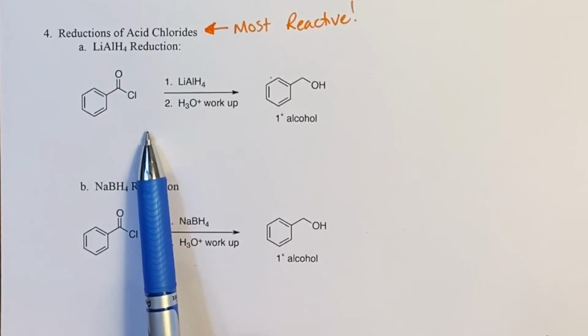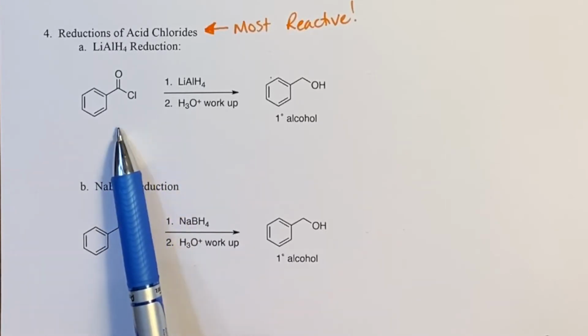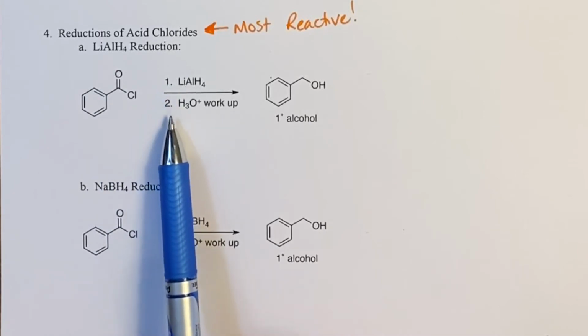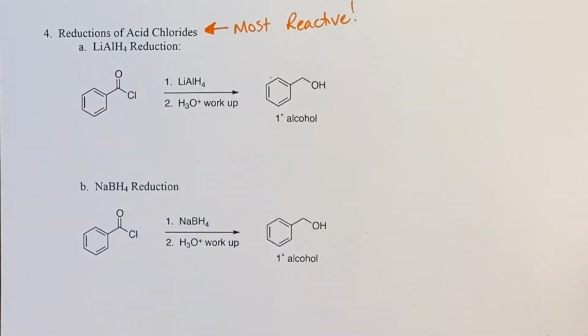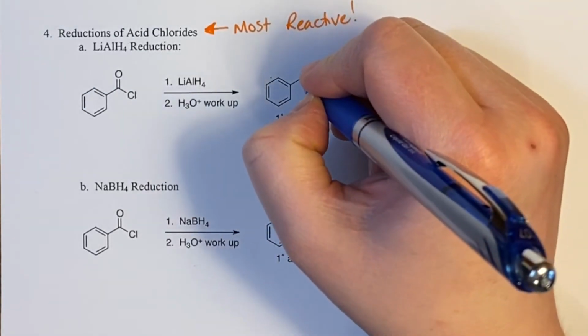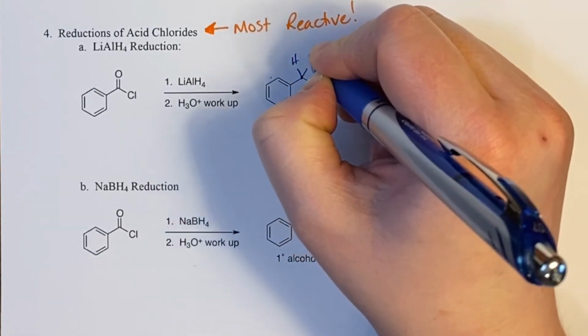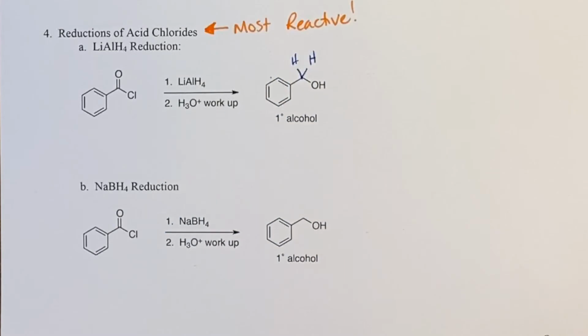Remember, this is a strong reducing agent that reduces absolutely everybody. So if we treat my acid chloride with lithium aluminum hydride followed by an acid workup, I will make a primary alcohol. This is accomplished through the addition of 2 hydrides at that carbon of the carbonyl.